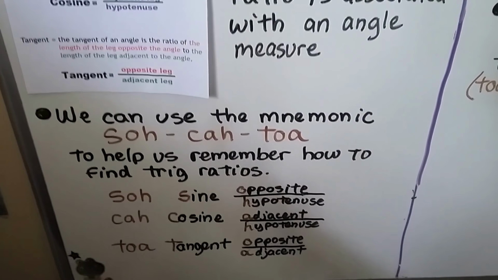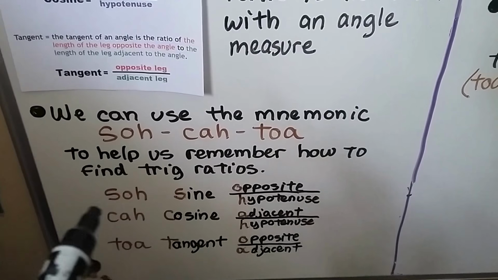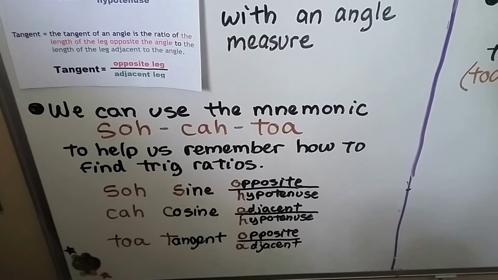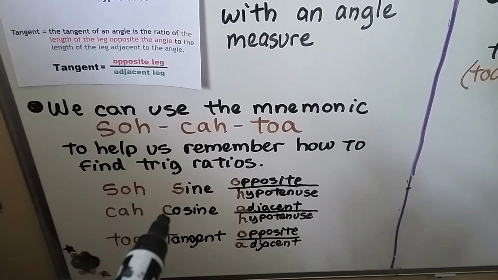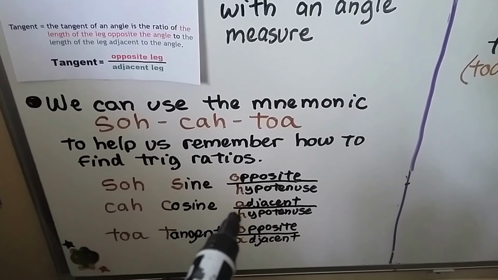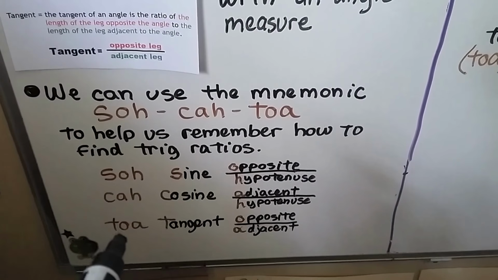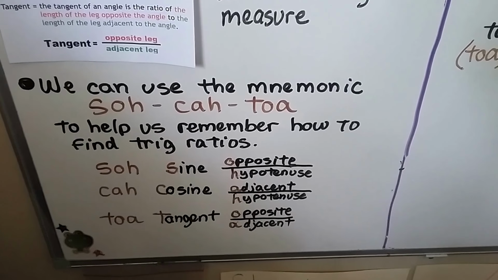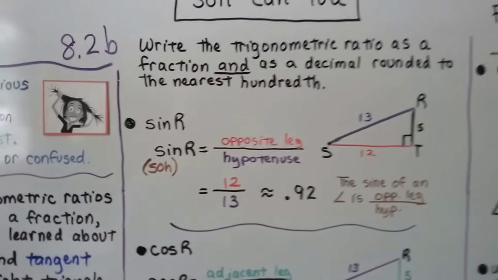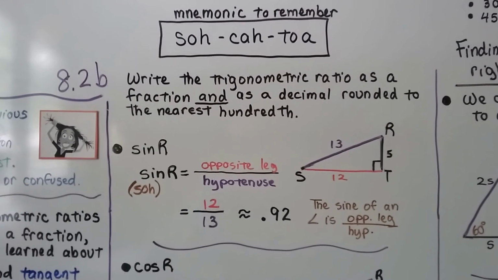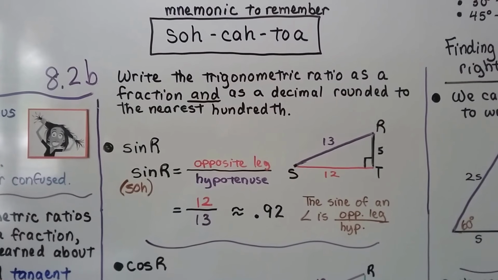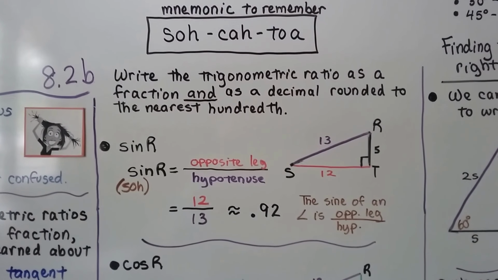So we have Soh-Cah-Toa, and the So is S for sine, O for opposite, H for hypotenuse. The Cah is C for cosine, A for adjacent leg, H for hypotenuse. And the Toa is T for tangent, O for opposite leg over A, adjacent leg. Okay? So it's really important that you remember this mnemonic because it's going to help you. You can write the trigonometric ratio as a fraction and as a decimal rounded to the nearest hundredth.